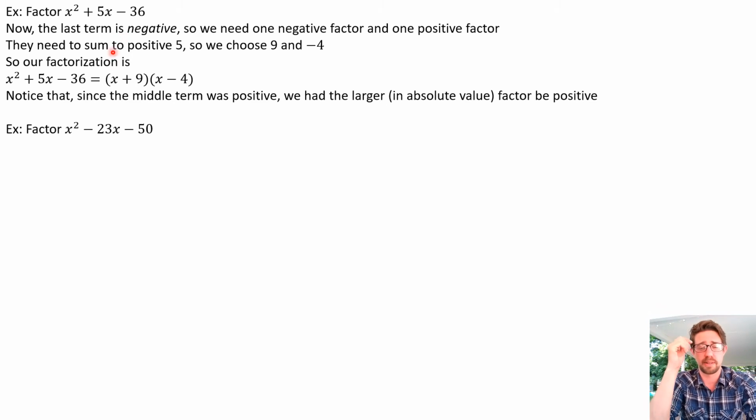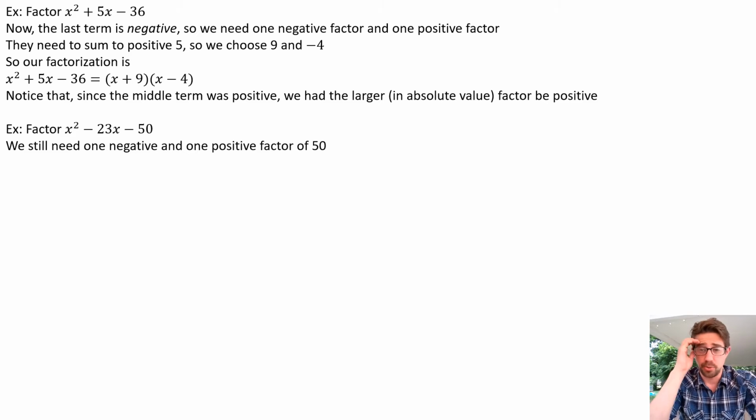Very, very similar to the last one, only this is now a negative 23. So we are looking for two factors of 50 that essentially are 23 apart. Just like the last one, we need one negative and one positive factor of 50. And in your mind, when you're doing this, you still need two factors of 50 that are 23 apart. So maybe it jumps right out at you. That's great. If not, just list them out or just start going through them in your head.